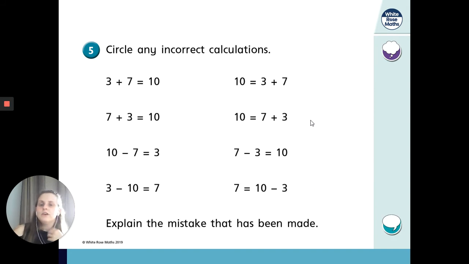Number 5, circle any incorrect calculations. So for you, you would just write down which ones of these are incorrect. So have a look, which ones of these do you think are wrong? I'll give you a hint, there are 2. So can you find the 2 that are wrong? Then can you think of what is wrong? Can you write a little explanation about what is wrong with these 2 calculations?